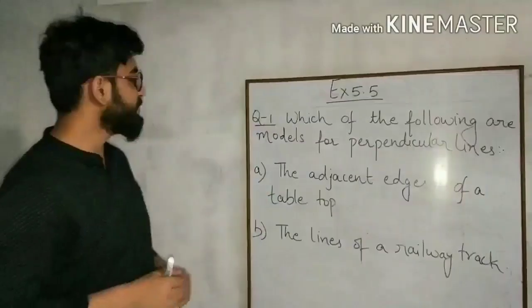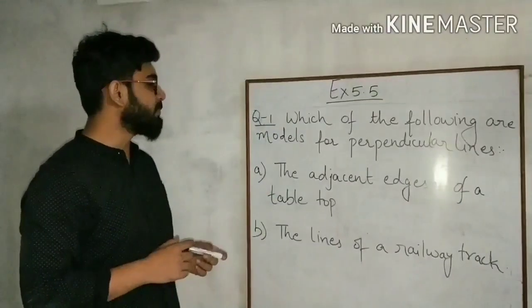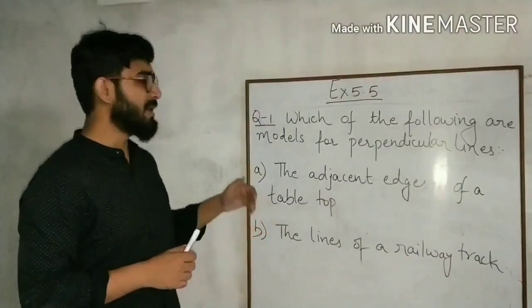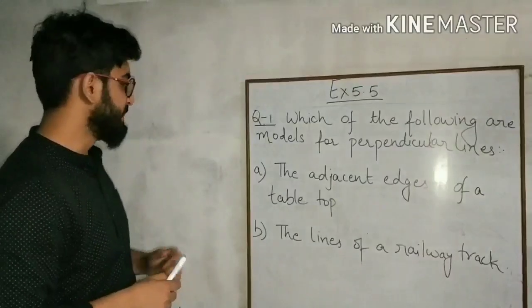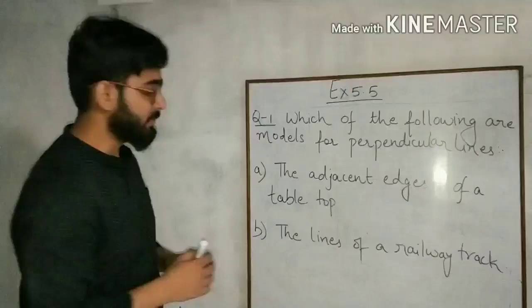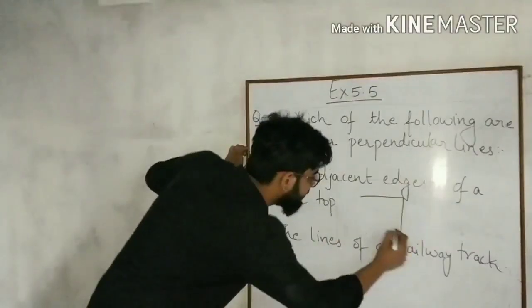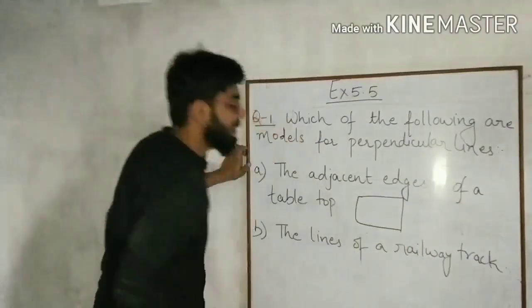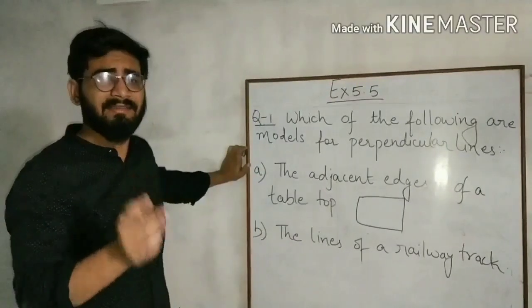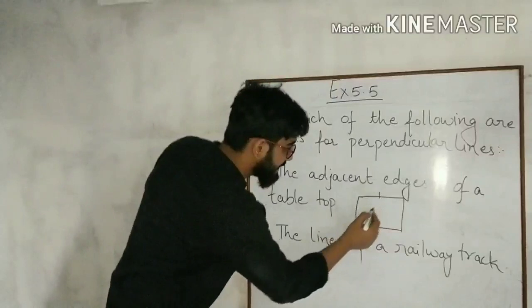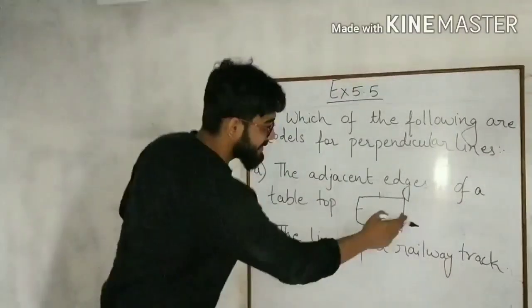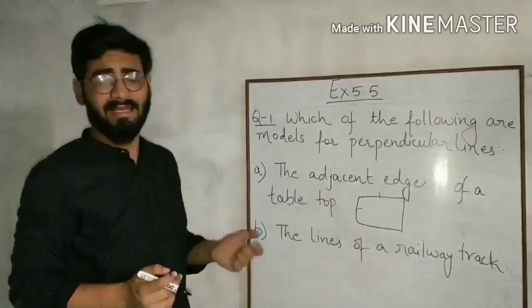What is the first question? Which of the following are models for perpendicular lines? See A part, the adjacent edges of a tabletop. Suppose this is the tabletop, and what are its adjacent edges? Adjacent edges means the edges which are next to each other. Suppose this edge and this edge. These two edges are next to each other. Then this edge and this edge are also adjacent edges.